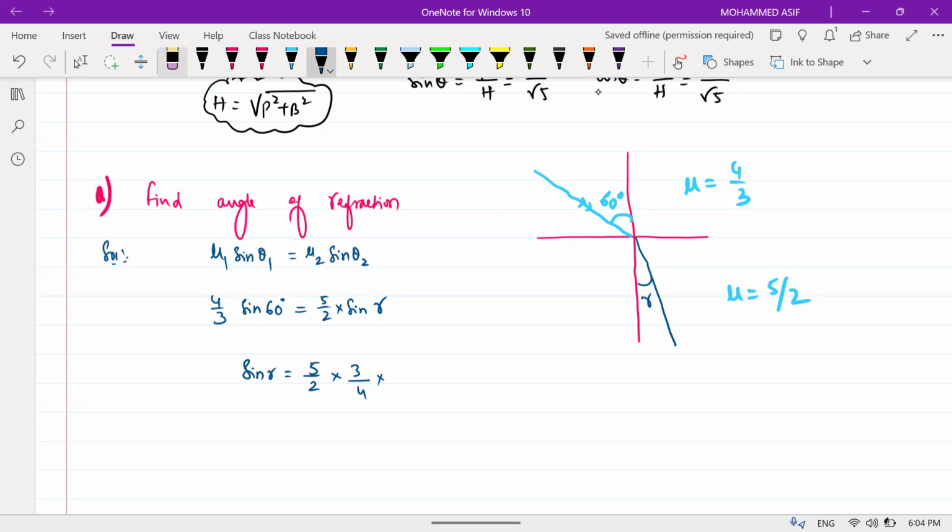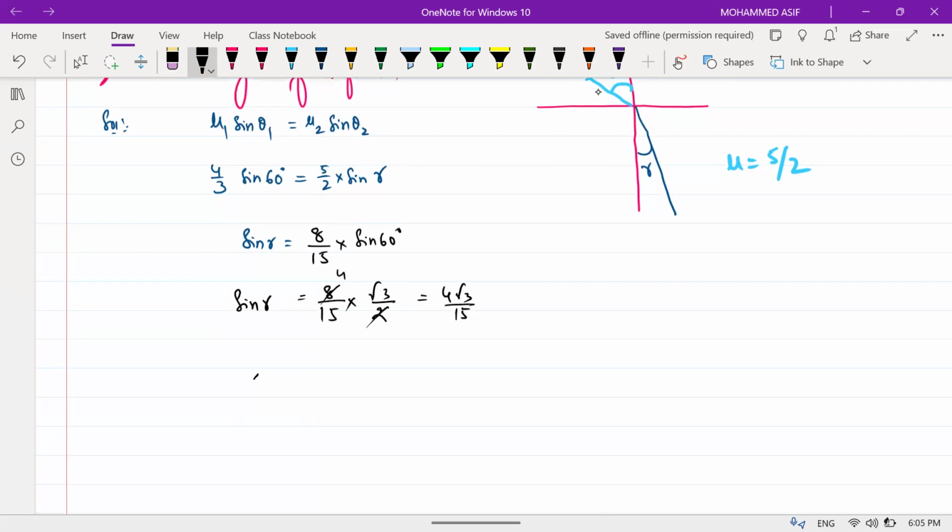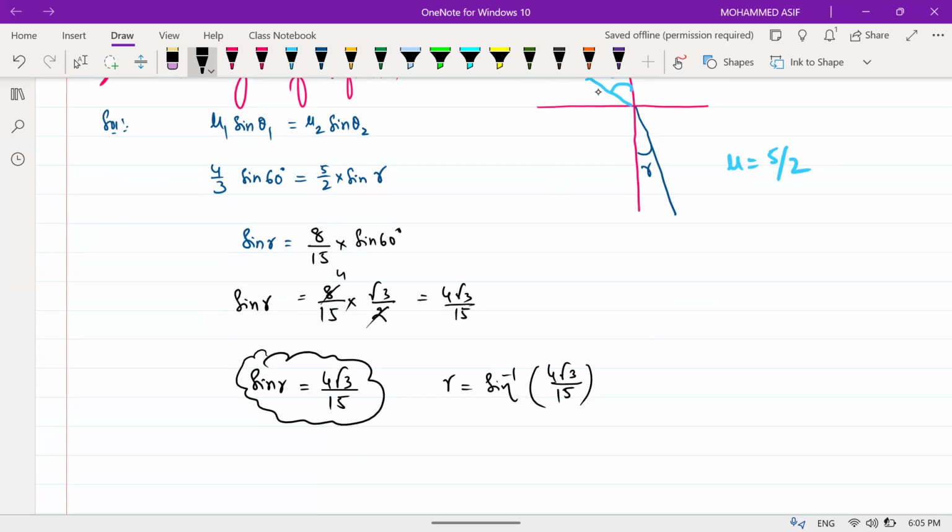Isn't it? Done, beta? Sine R is equal to, calculate, student. 4 twos are 8, 5 threes are 15, into sine of 60. So this will be equal to 8 divided by 15. Sin 60 is root 3 by 2. So this will be 4 into root 3 divided by 15, which is sine R. Therefore, I can say that sine R is equal to 4 root 3 divided by 15. So R is how much? R is equal to sine inverse of 4 into root 3 divided by 15. This will be the answer. Respond to us.